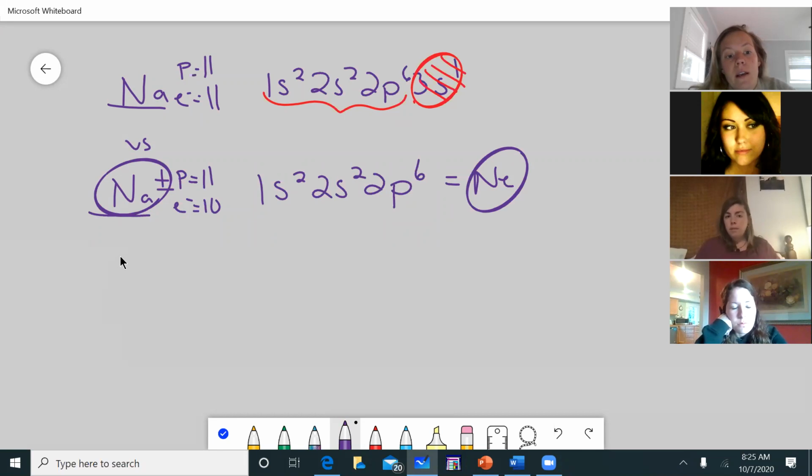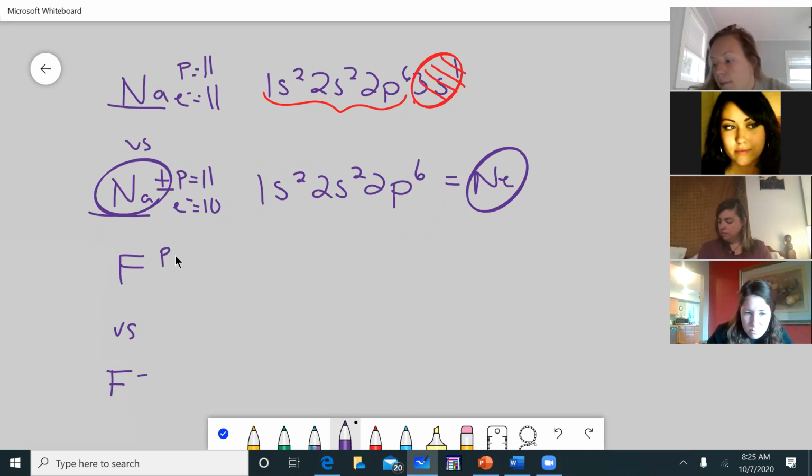Let's look at fluorine. Okay, so we've got F versus F with a minus charge. Fluorine's in that second to last column. Everything in there likes to form a -1 charge. Protons for fluorine, 9. Electrons for fluorine without a charge.